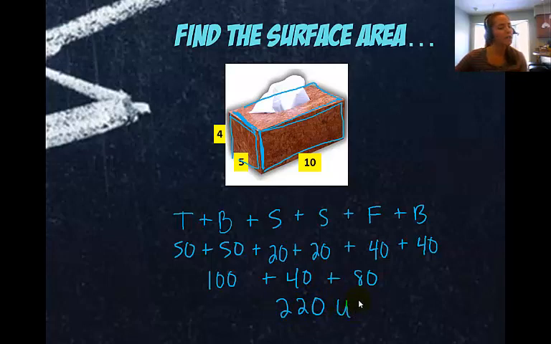Squared or cubed? It's going to be squared because we're finding the area, surface area, 2D flat shapes that wrap around a 3D shape. So we're getting two-dimensional answers. Let's try another one.